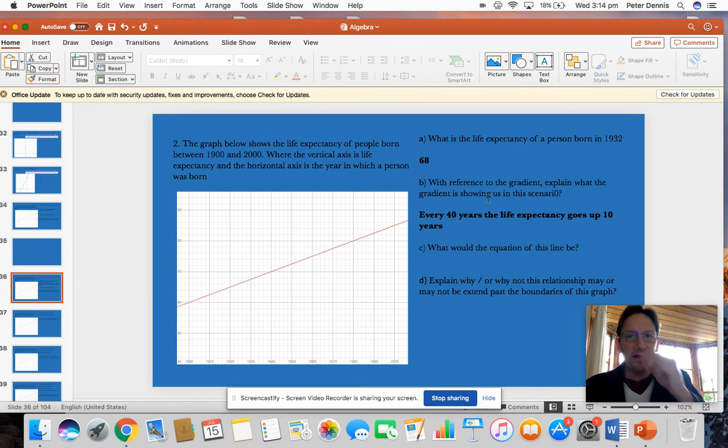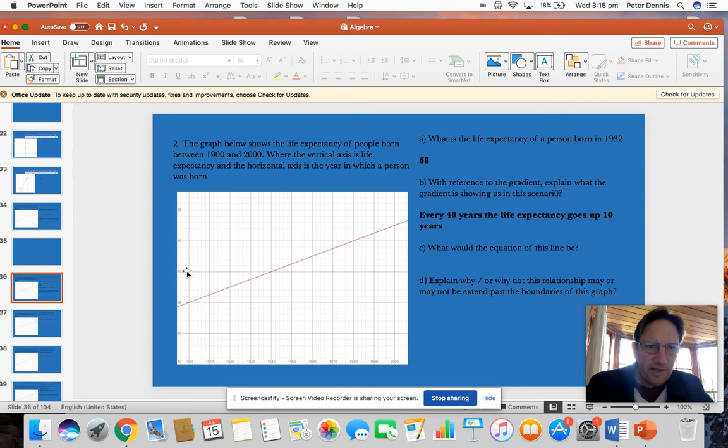With reference to the gradient, explain what the gradient is showing us in this scenario. Okay, so the gradient is the rise over run. So the gradient, it's gone up 10 years and it's gone across 40. All I've done there is I've picked dots that are on a really nice spot, in other words, where there are whole numbers.